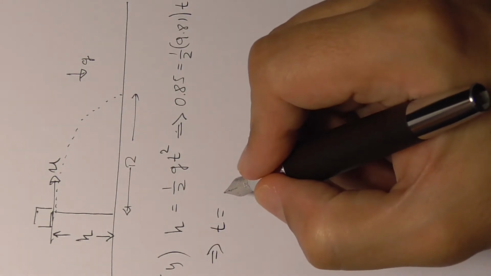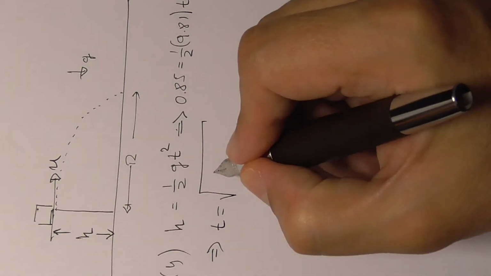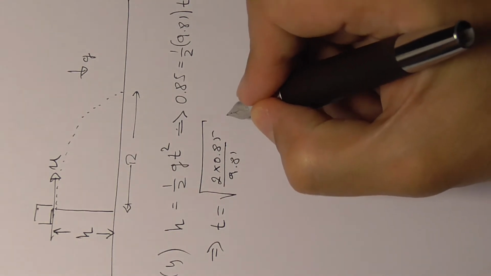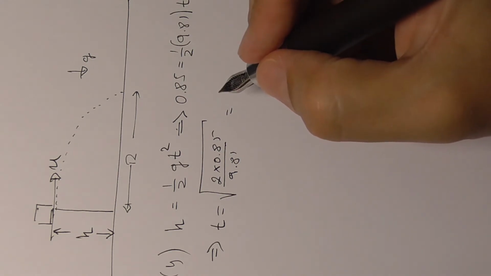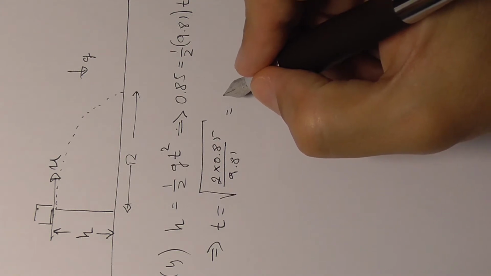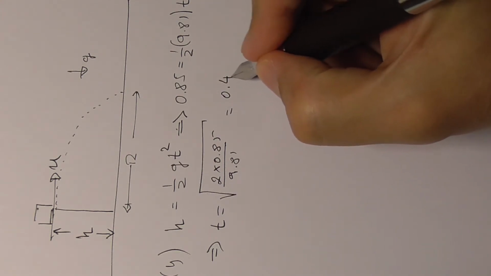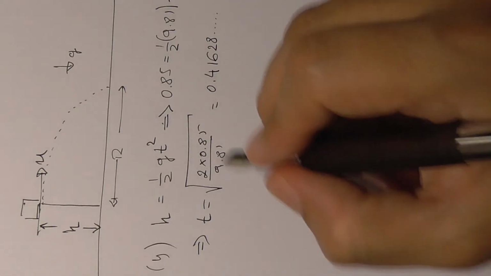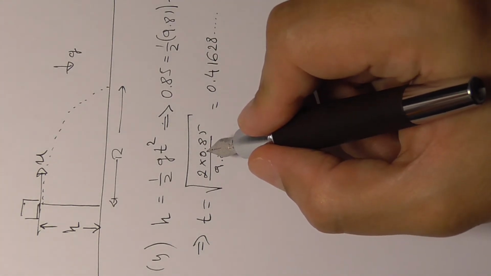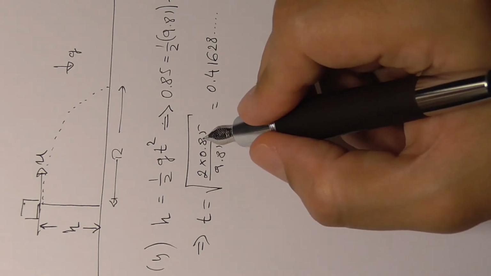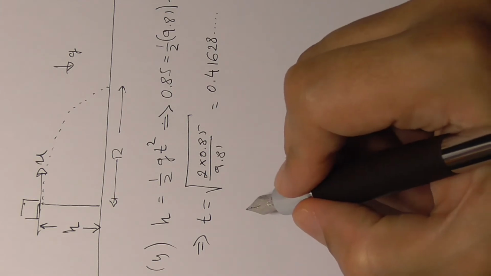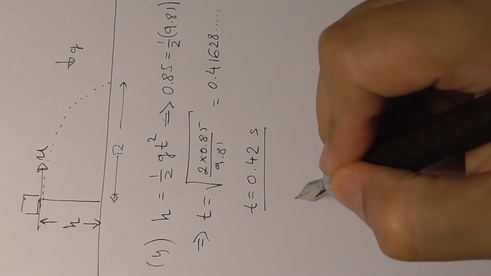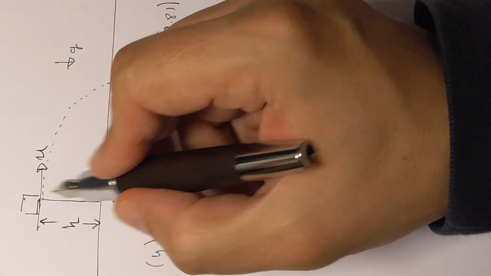So I will solve for t, and t is the square root of 2 times 0.85 divided by g, which is 9.81. And I can do this with my calculator, and what I will get is something like this, 0.41628, etc. But I need to pay attention to significant figures. So remember, you always keep the least number of significant figures that enter into your calculations. So if this is 3, this is 2, I need to keep 2. So I need to round the time to 0.42 seconds. So this is the time of flight, or the time of free fall.